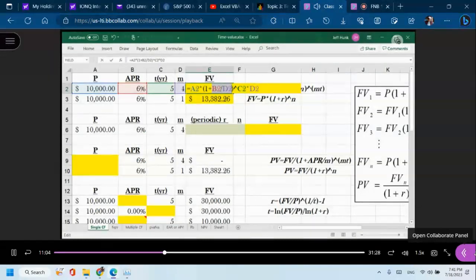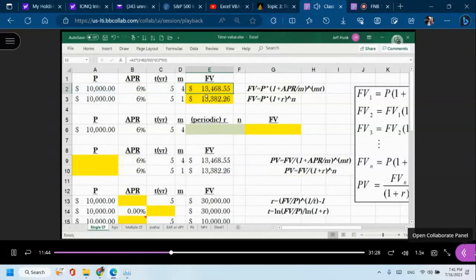Division will be done before addition, right? And then it will be multiplied, right? And then what's going to happen? It will be raised to power, and then it will be multiplied by D2. So then that's not right. C2 times D2. In other words, T times M is the N that this term should be raised to, right? So you must make sure that you put it in parentheses.